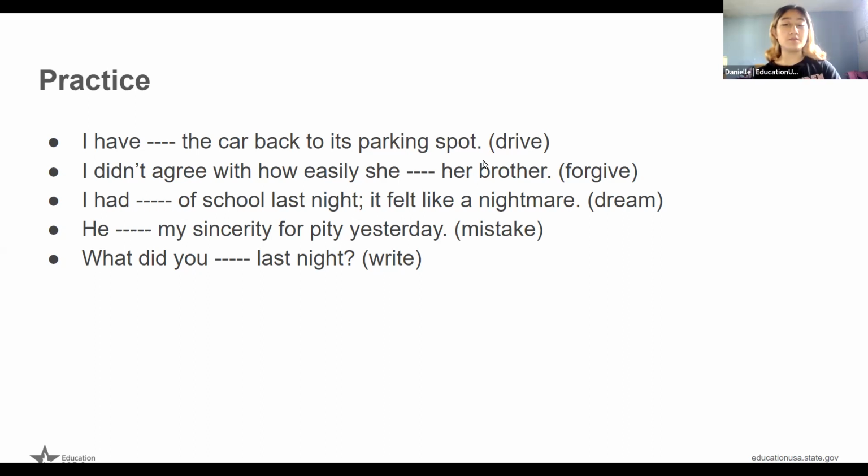Okay, last one. This one's a little difficult, it's a little tricky. Trick question. What did you blank last night? And the verb is write. Good luck, guys.